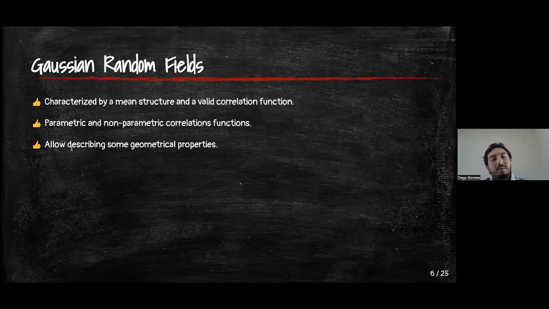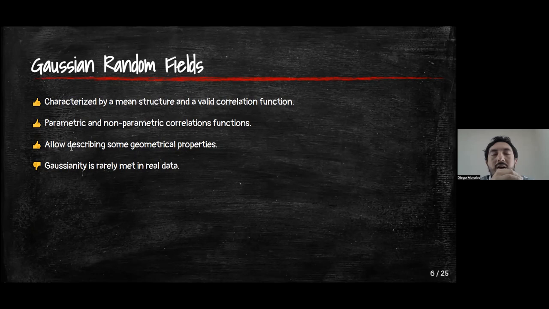And Gaussian random fields allow us to describe some geometrical properties like isotropy, anisotropy, stationarity, non-stationarity, among others. But Gaussianity is really limiting for real data. An example of that is the density of the population in the locations, or the viral load in a person. But we use the Gaussian random field to develop our models.